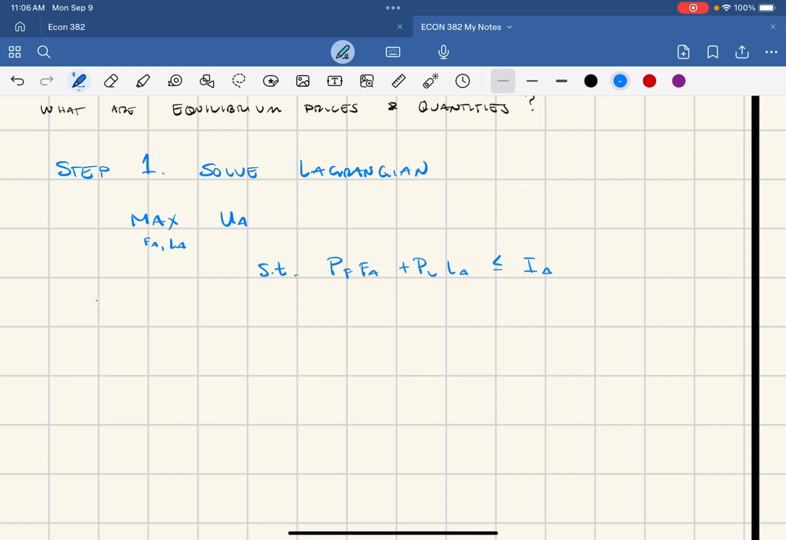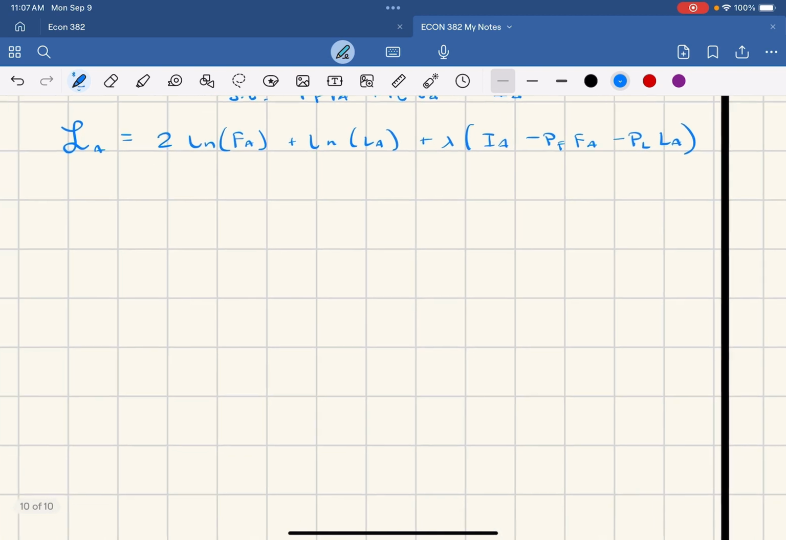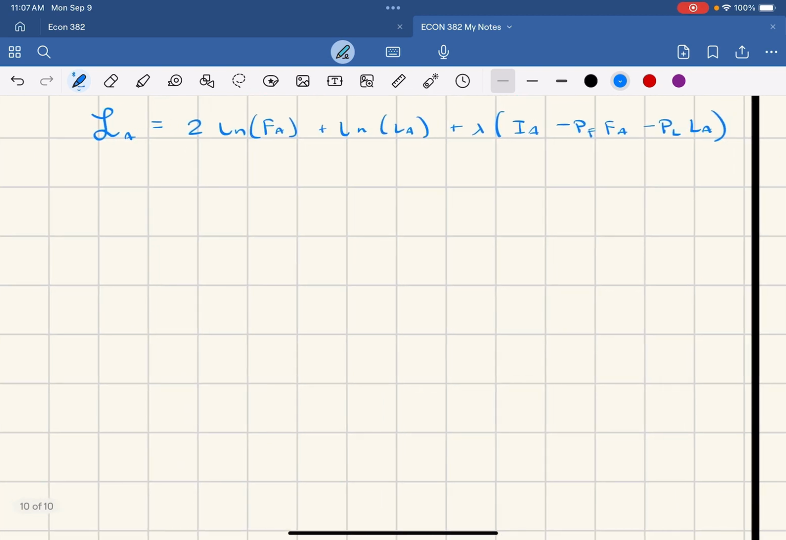So I'm going to write that out as a Lagrangian. So the Lagrangian for Adam is equal to his utility function, which is 2 times the log of the number of figs that Adam consumes, plus the log of the leaves that Adam consumes, plus lambda times our binding budget constraint. So there is our Lagrangian that we're going to solve out for step 1.